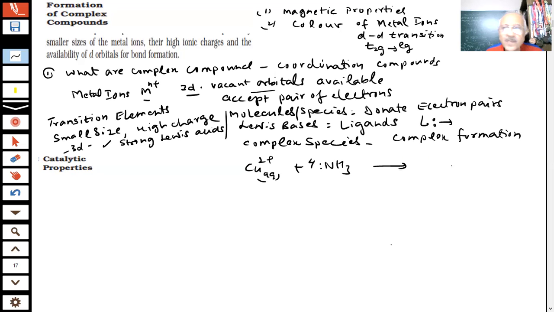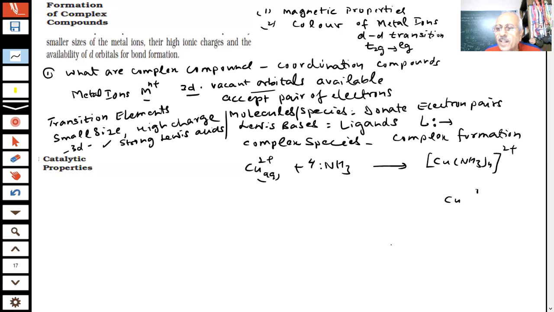The result of that is, students, it forms the [Cu(NH3)4]2+ complex. Now, when I write something in bracket, students, that means these NH3 molecules are forming coordinate covalent bonds with the copper. They are donating a pair of electrons to the copper.